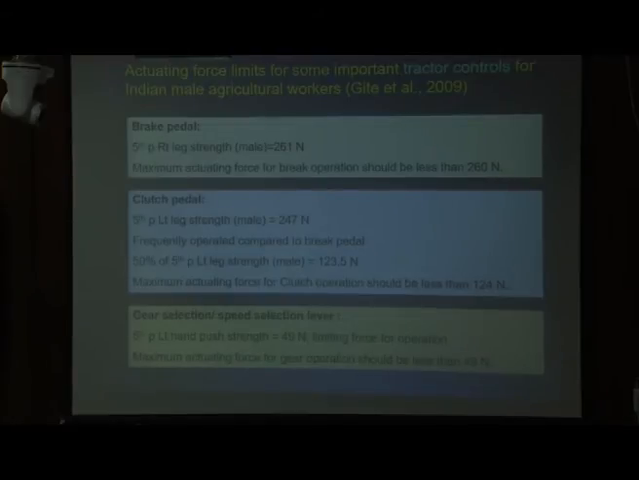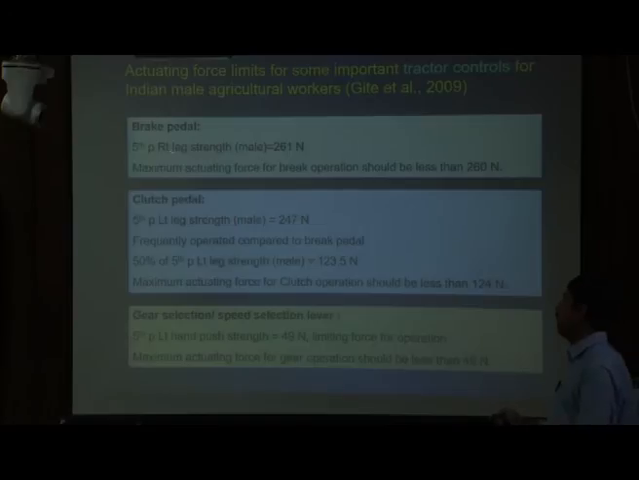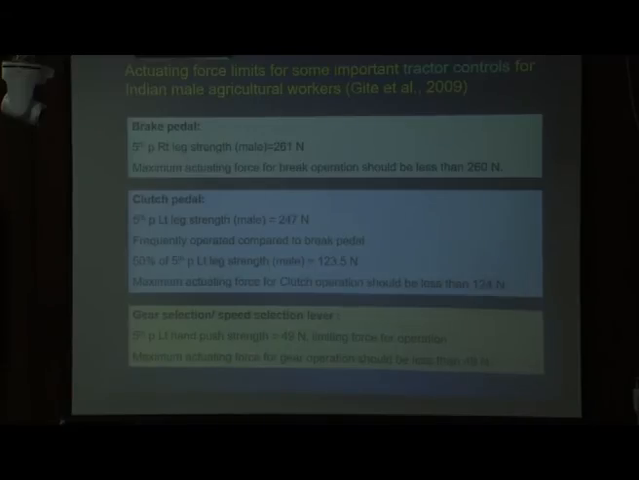If we think about the brake pedal, the brake pedal is operated by the right leg. Now, which percentile data should we use? We have the database where leg strength data for the right leg is available. Out of that database, we will take 5th percentile right leg strength data for male, because generally in the Indian scenario, tractor is being driven by male only. So 5th percentile right leg strength is 261 Newton. So the maximum actuating force for operating this brake pedal should not be more than 260 Newton.